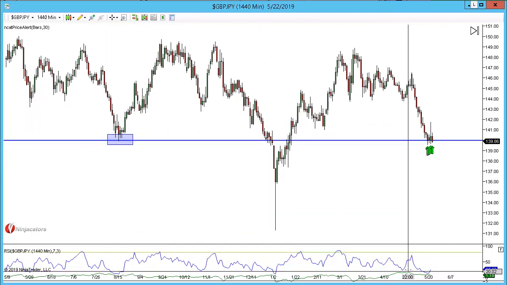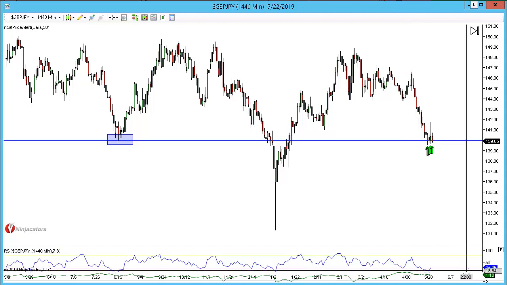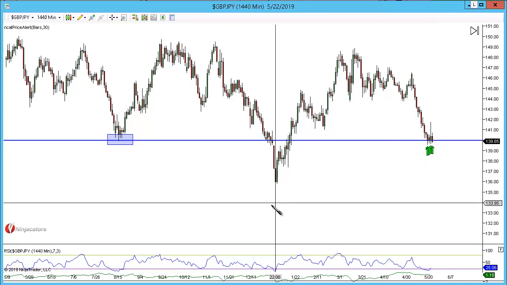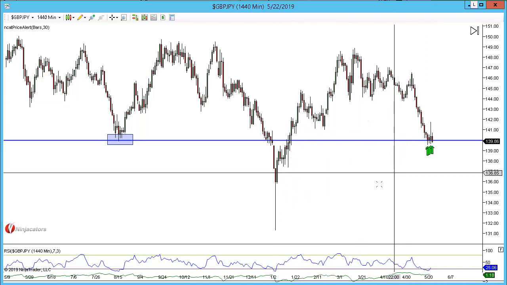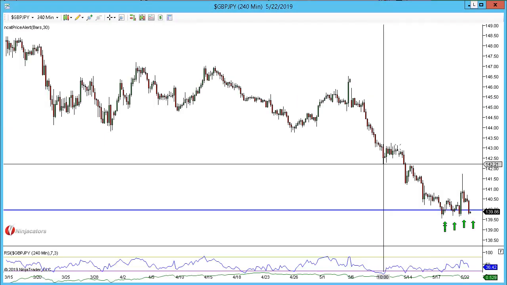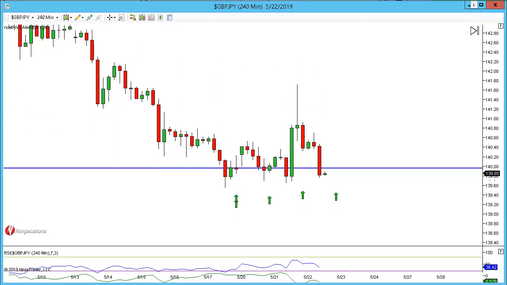So the RSI went oversold at around, what was it? We were around 12, something like that. So we could see a reaction here, particularly after this bearish move. Pound yen is a mover though, so the 5 minute trade that I'm on is probably not going to have much of an impact on what the dailies say.